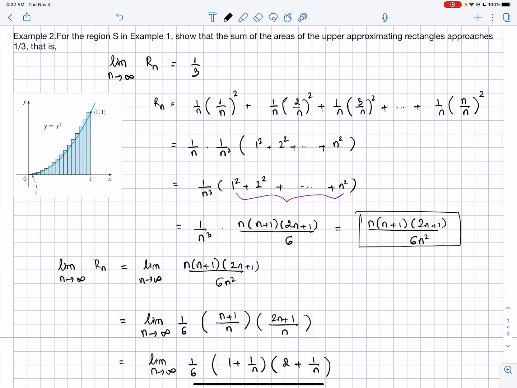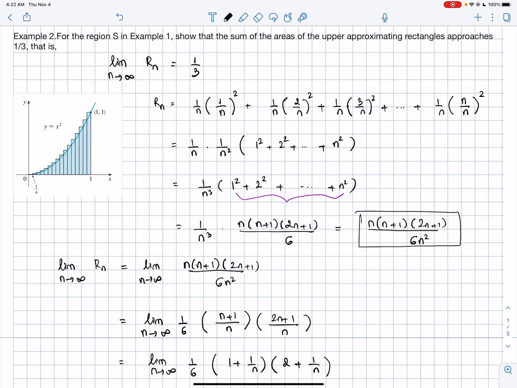Example number 2. For the region S in example 1, show that the sum of the areas of the upper approximating rectangles approaches 1/3. That is, the limit of R_n as n approaches infinity equals 1/3. So R_n is the sum of the rectangles when we are using the right endpoint.